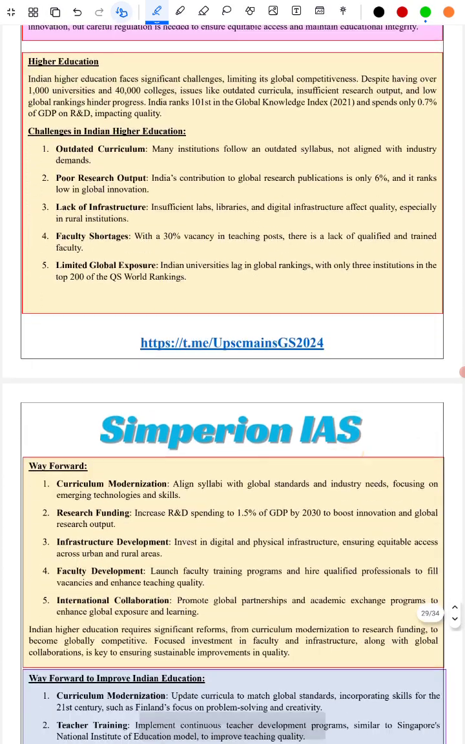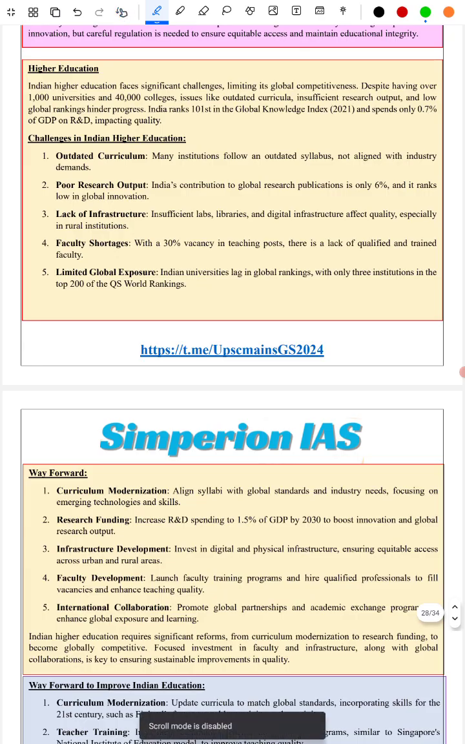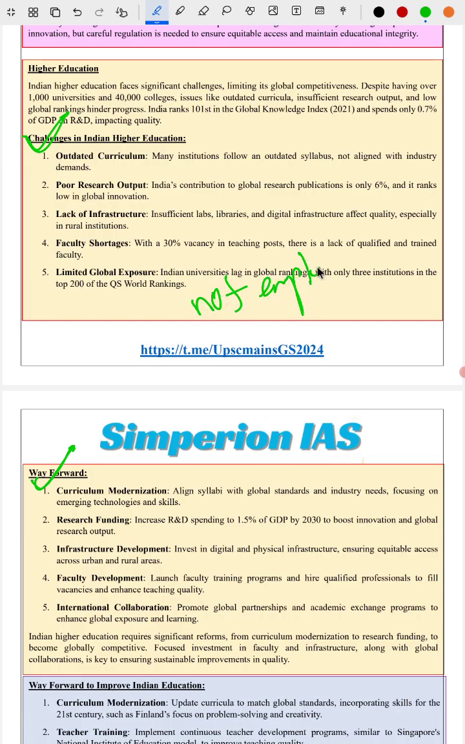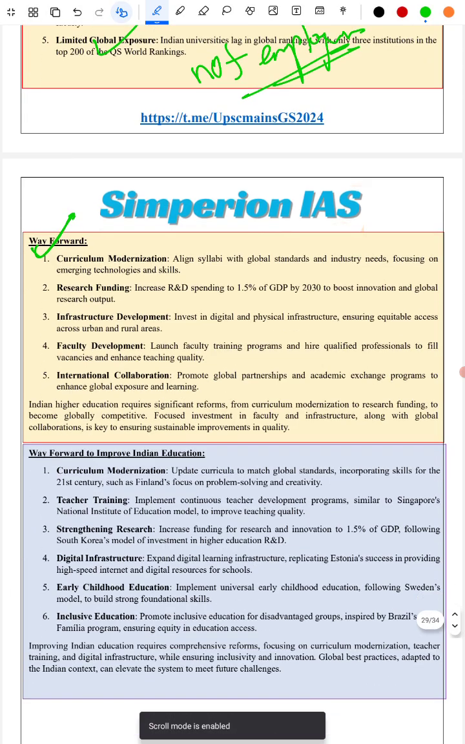Next, we have dealt with the topic of higher education. What are the challenges in the Indian higher education system and what is the way forward? There is usually a report by NASSCOM or industrial bodies that the majority of graduates or engineers are not employable. That is one of the problems related to Indian higher education. How can these challenges be addressed? One of the problems is outdated curriculum, poor research output, lack of infrastructure, faculty shortage, limited global exposure, and the way forward, how these challenges can be met.